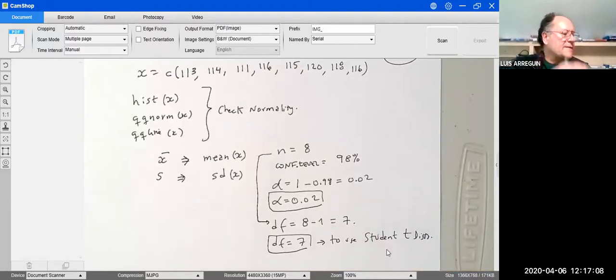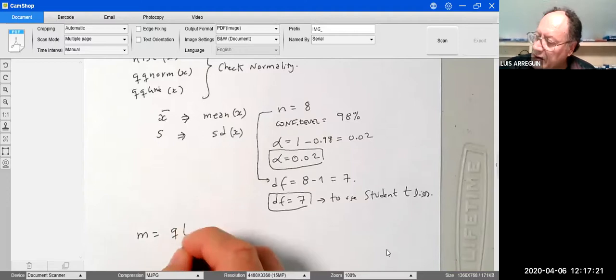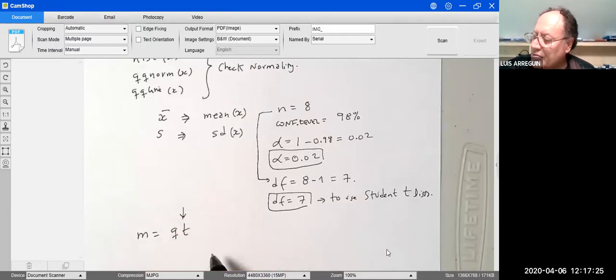Okay, so let's proceed with the computation. Remember, we're going to find the error m. The error m is just qt. So we are changing now the name of the distribution. Instead of q norm, now we're going to use qt.